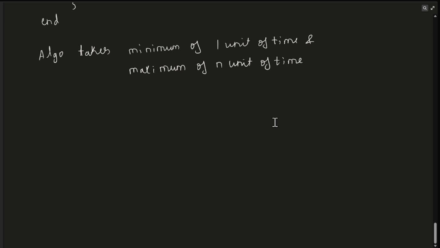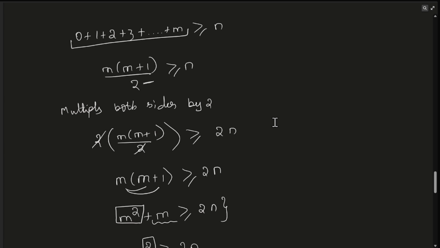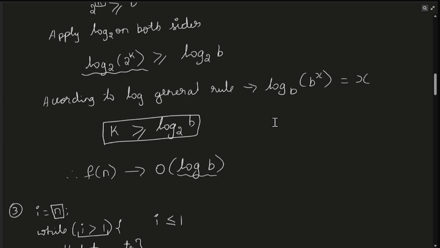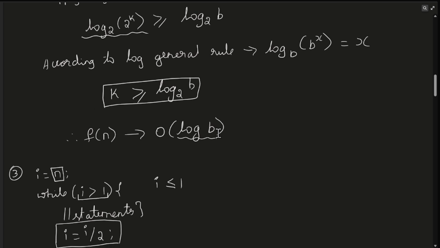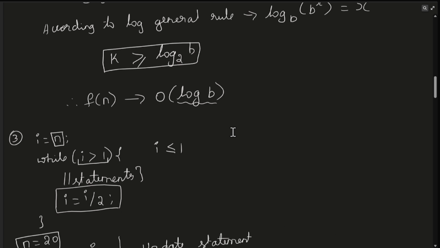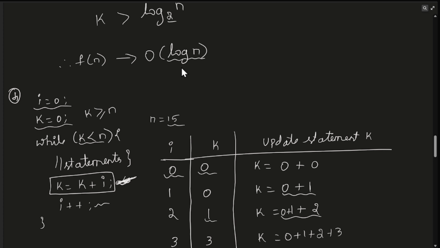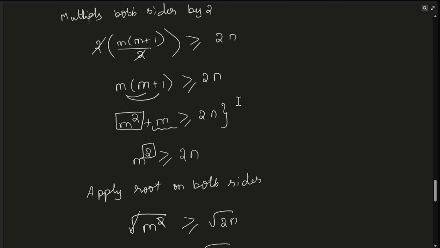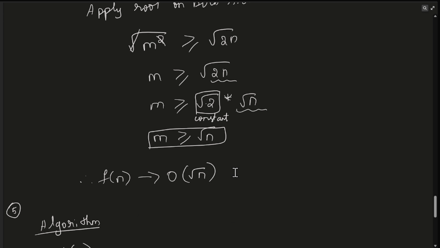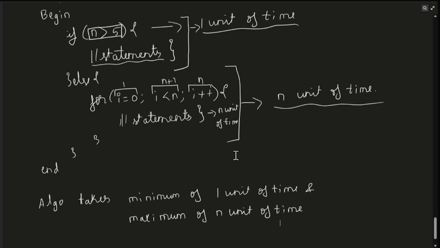That's it for this video. Just to reiterate, we have seen all the types of time functions for while loop, whatever we have seen for for loop. We have seen big O of n, big O of log n, big O of root n, and the time complexity of if block.